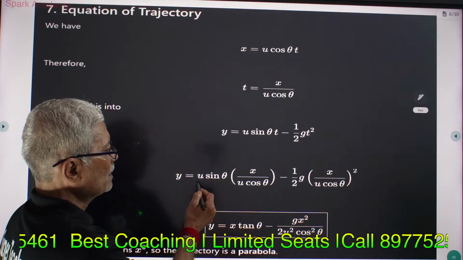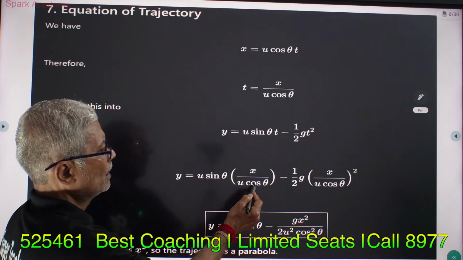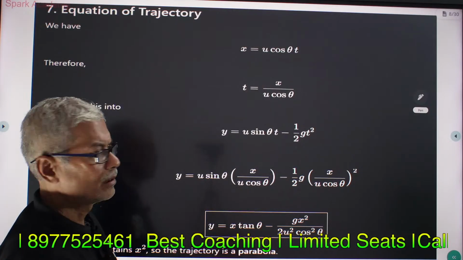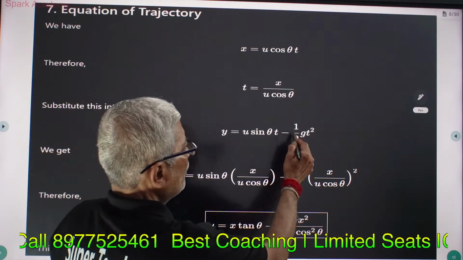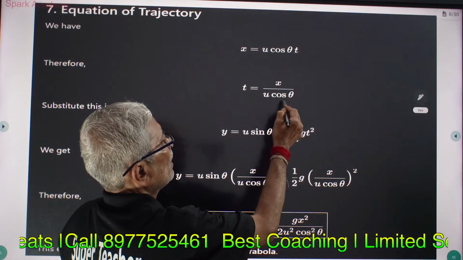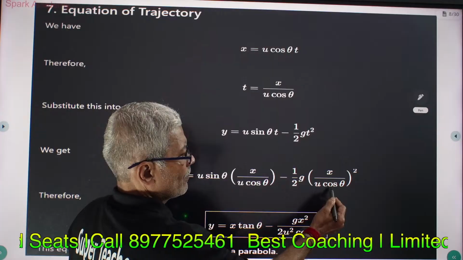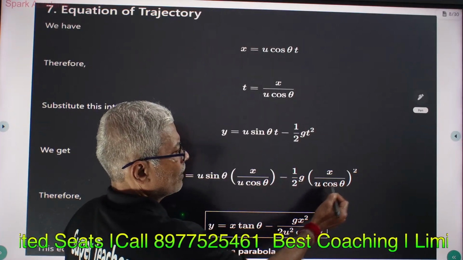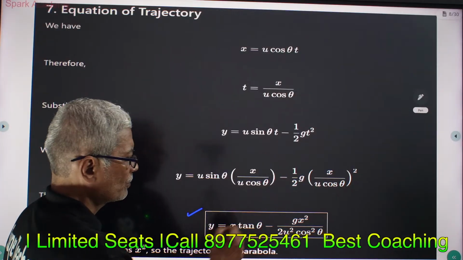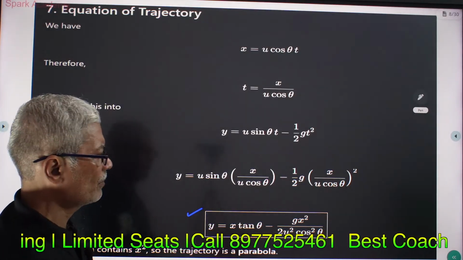So u cancels. What is sin theta by cos theta? Sin theta by cos theta is tan theta. So x into tan theta minus half g into t square. t square is nothing but x square by u square cos square theta. So this is the equation of the trajectory of a projectile.